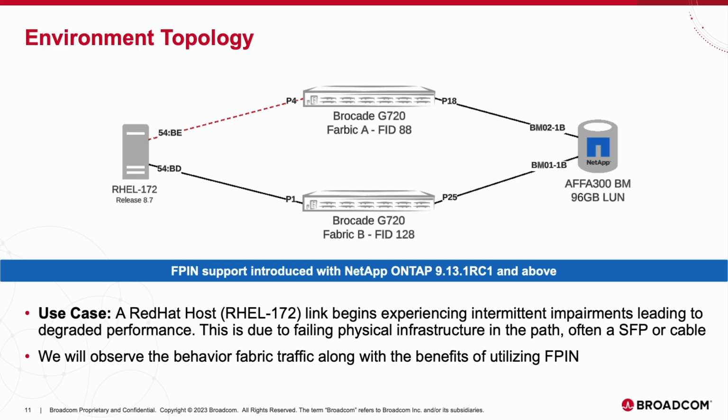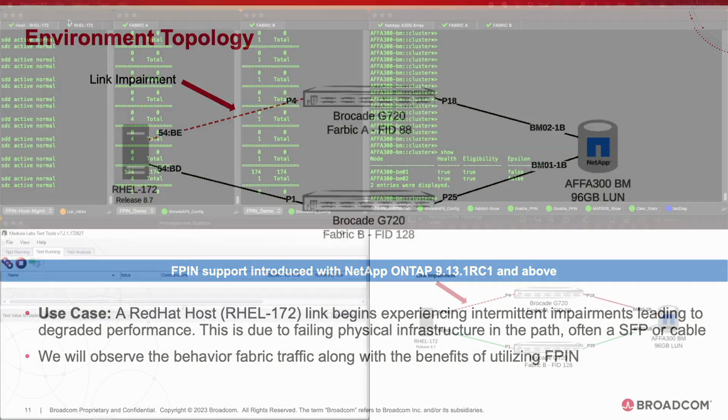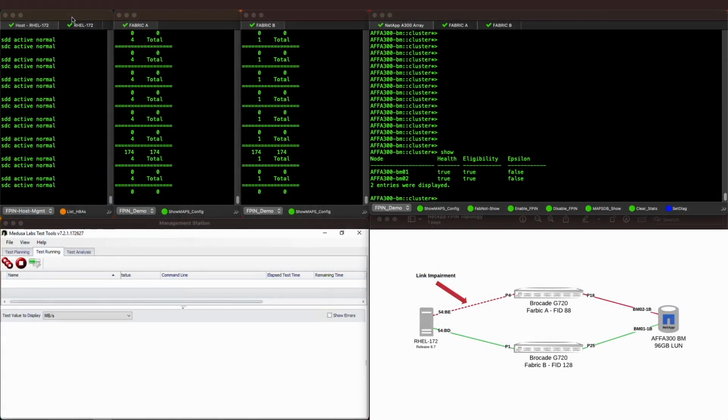The connection between the Red Hat host and port 4 of Fabric A will be experiencing an intermittent link impairment, which leads to a potential performance impact. Most of the time, this tends to be due to failing cables or failing SFPs in the path. We will step through the use case and observe path behavior when FPIN is disabled, as well as when FPIN is enabled. To kick our demo off, let's start off by getting familiar with what's on our screen.